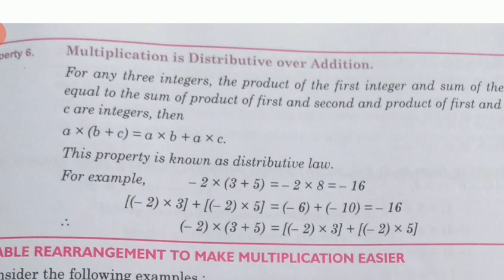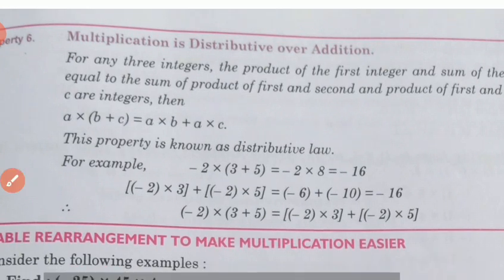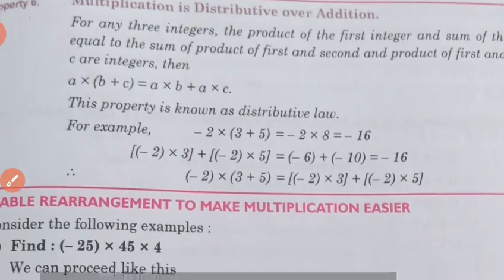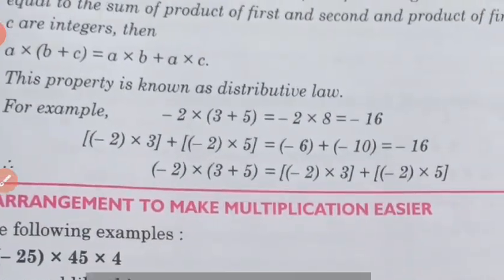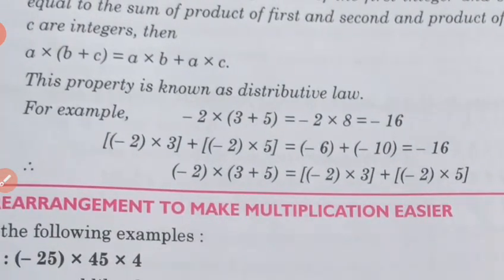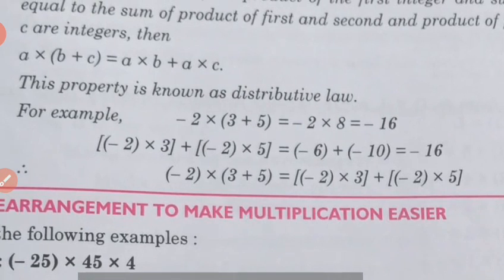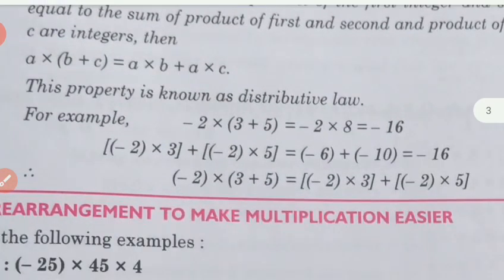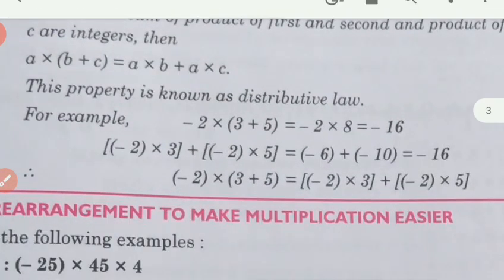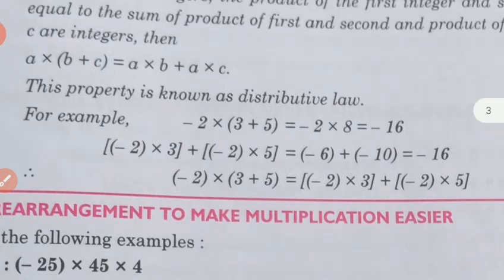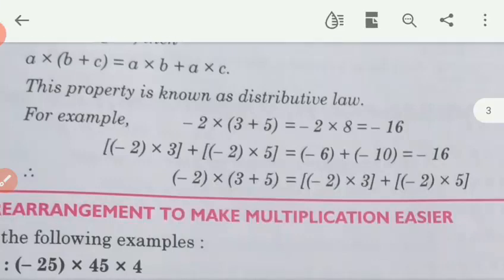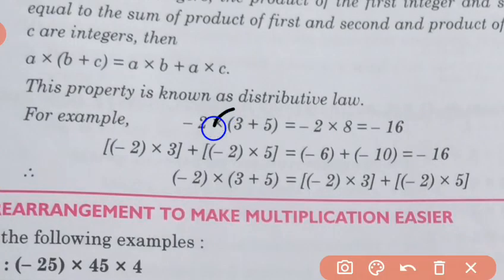Let us see this also by one example. For example, we have taken the value of a as minus 2, the value of b as 3, and the value of c as 5. So we'll put these values in this property. a is minus 2 into 3 plus 5. Here bracket means first we have to add this one. So 3 plus 5 is 8. So minus 2 into 8 is equal to minus 16.